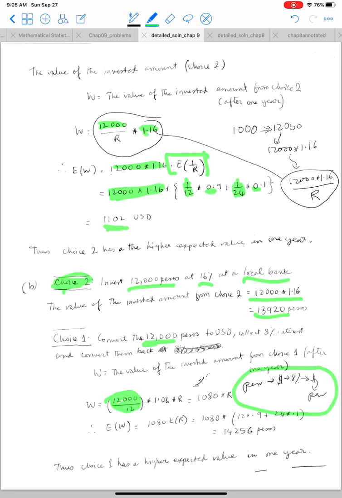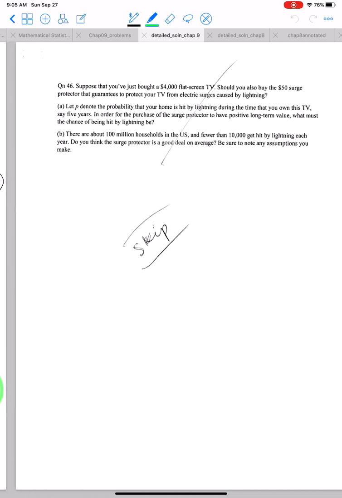Then I earn that 8%, so I multiply by 1.08 and then I convert it back to pesos. And this time I multiply by R instead of dividing by R, because I'm converting from dollars to pesos. So that gives me 1080 times R. So the expected value of W is 1080 times the expected value of R, which is equal to this, and that gives me my final answer. And we find this choice has a better expectation than the previous choice.